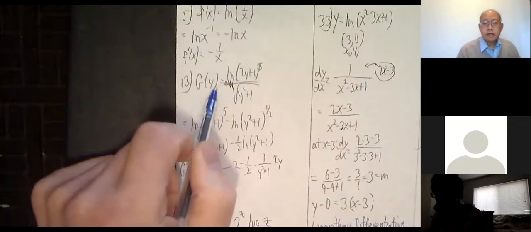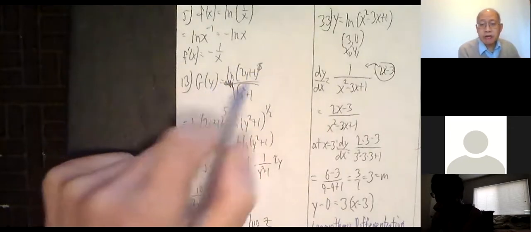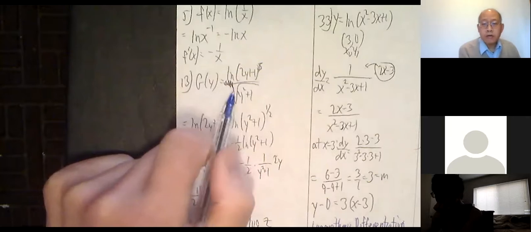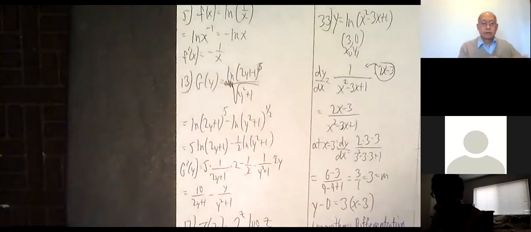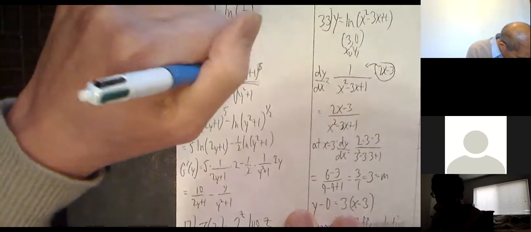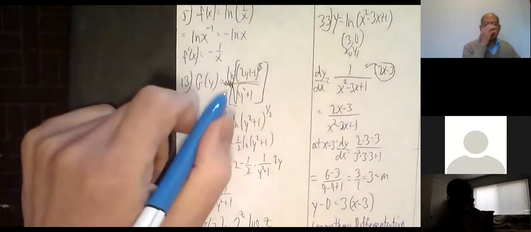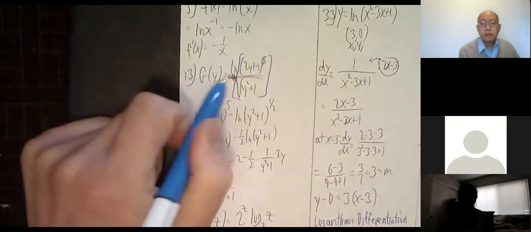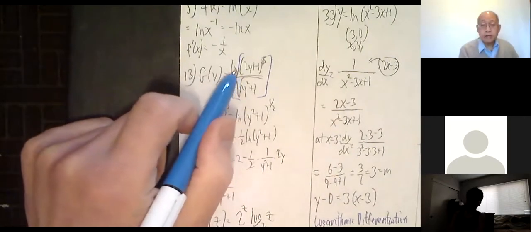Okay, so this is g of y is ln of (2y plus 1) raised to the 5th power over the radical of y squared plus 1. You're taking the ln of the whole thing. All right, so before I differentiate, I use properties of logs.